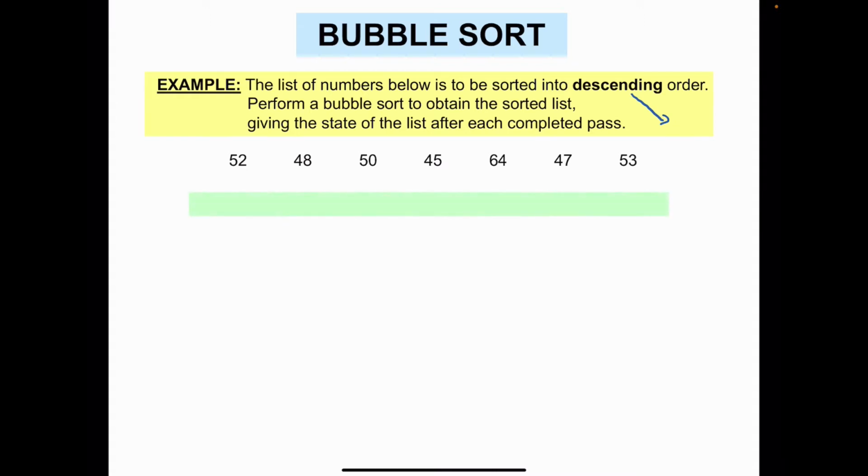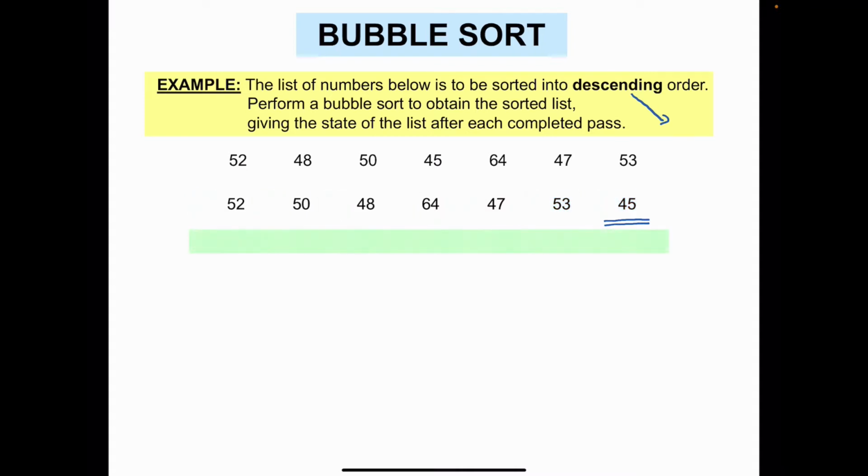We're going to compare the first 2 items, 50 to 48, but they are in order because the bigger one is on the left side, so I keep it. 48 and 50 are not in order, so I swap them. 48 and 45, they are okay. 45 and 64, you need a swap. 45, 47, you need a swap. 45 and 53, you need a swap. First pass is completed, that means the last number, 45, is already in its fixed position.